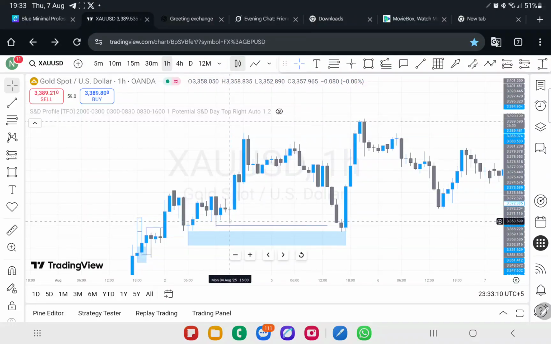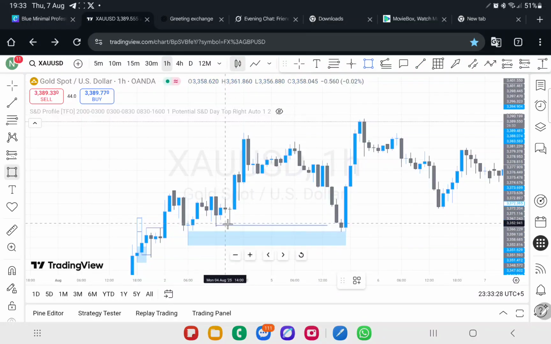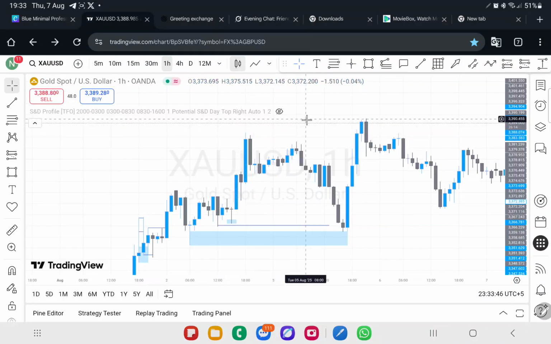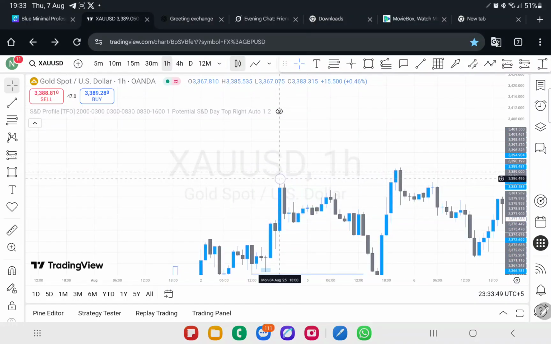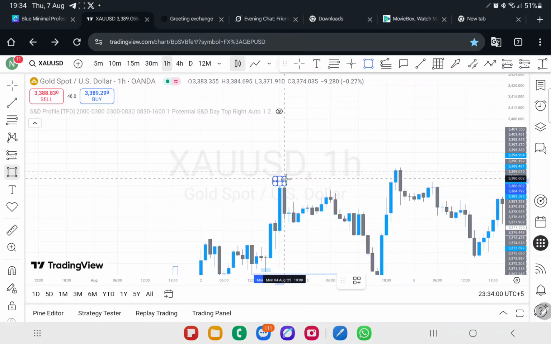See, 1, 2, 3. This is a swing low. 1, 2, 3. This is a swing low. See here, 1, 2, 3. This one has its high. See the high here, higher than this one and this one. So this is a swing high.